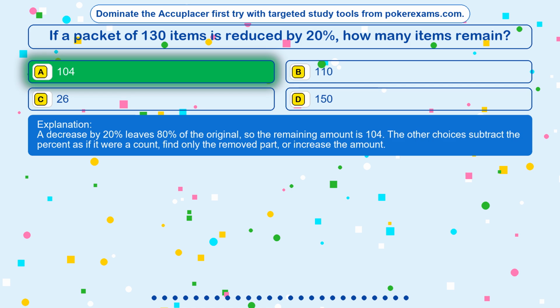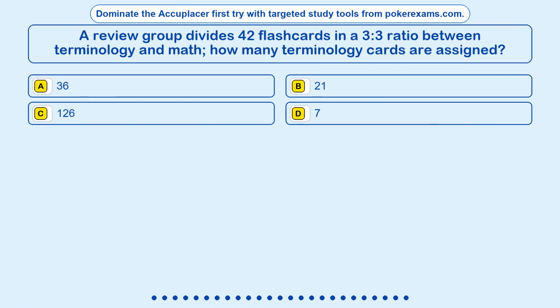Question 5. A review group divides 42 flashcards in a 3:3 ratio between terminology and math. How many terminology cards are assigned? Option A, 36. Option B, 21. Option C, 126. Option D, 7.